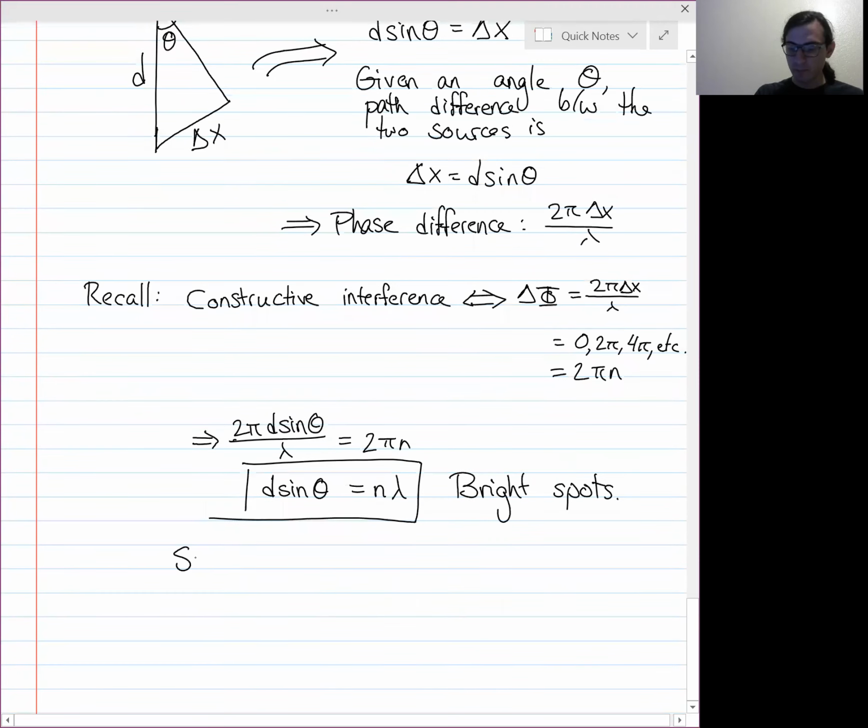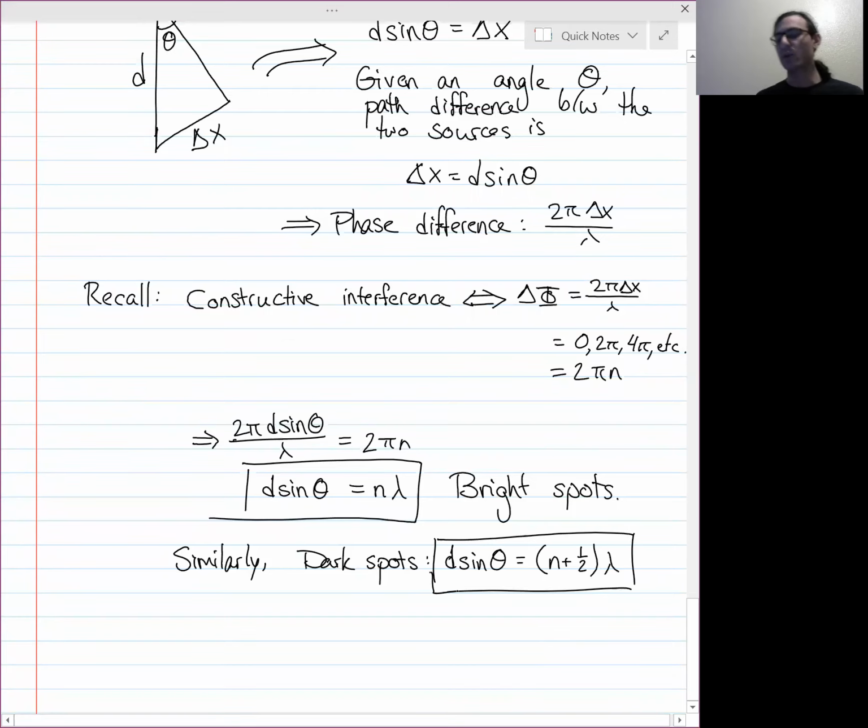Similarly, we can do the same sort of calculation for destructive interference. And so we get dark spots occurring when d sine theta is equal to n plus a half, times lambda. Basically, when one of them travels one half or three halves or five halves of a wavelength.